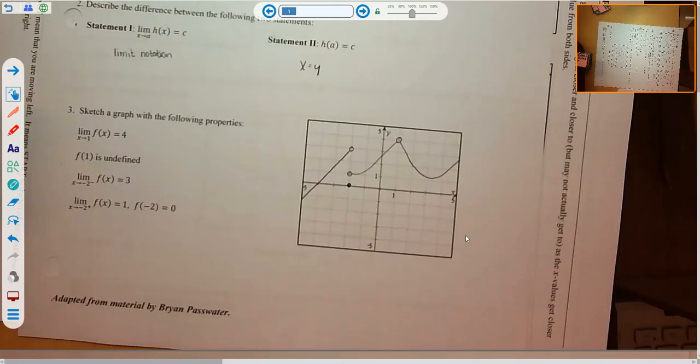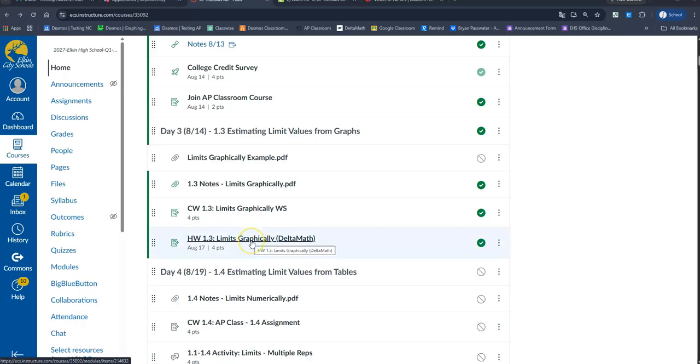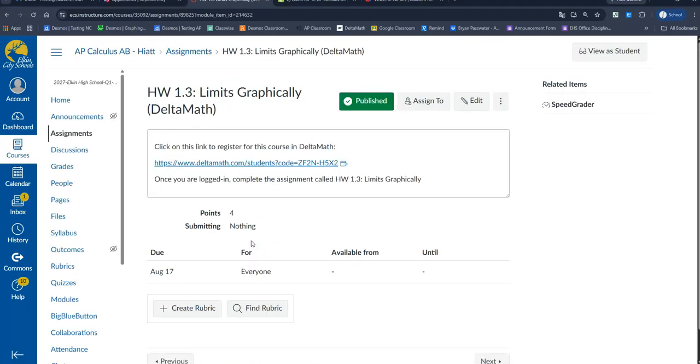Here's the very first weekend of school. So when you go to Delta Math, if you'll go to Canvas first, and click on the assignment that says Delta Math, there's going to be a link right there, and if you just click that link, it should add you to the class. You should all have Delta Math accounts already, and it'll just add you to the class. Hopefully that link will work fine, and then the assignment will be there.